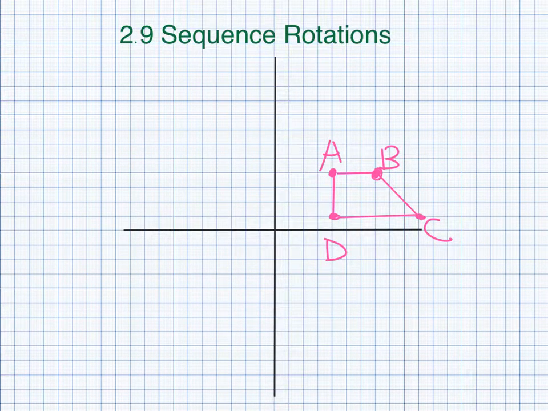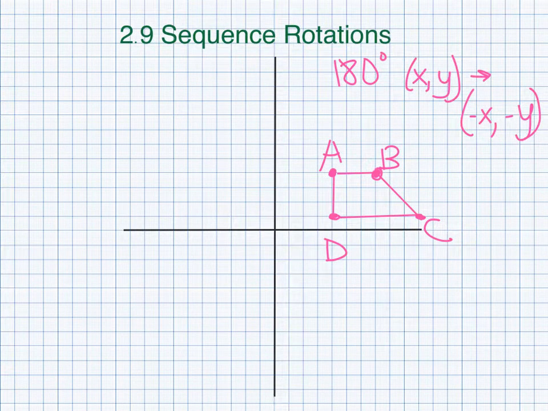In this diagram, I have drawn a trapezoid, and I'm going to label it A, B, C, D. Previously in class, we were doing 180-degree rotations. And as a reminder, this is the rule for 180-degree rotations. The rule is, on a 180-degree rotation, your ordered pair (x, y) will become (negative x, negative y).